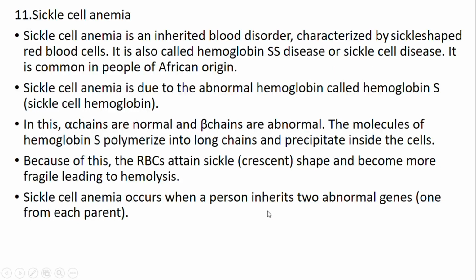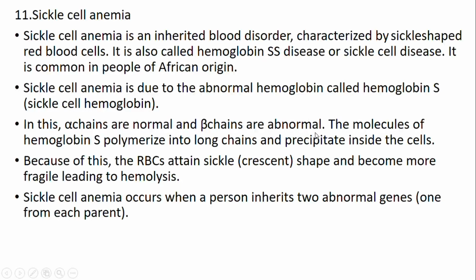Sickle cell anemia. Sickle cell anemia is an inherited blood disorder characterized by sickle-shaped red blood cells. It is also called hemoglobin SS disease or sickle cell disease. It is common in people of African origin. Sickle cell anemia is due to abnormal hemoglobin called hemoglobin S, that is sickle cell hemoglobin. In this, alpha chains are normal but beta chains are abnormal.